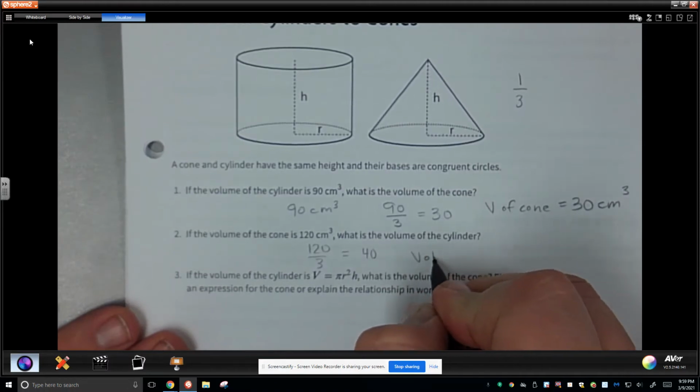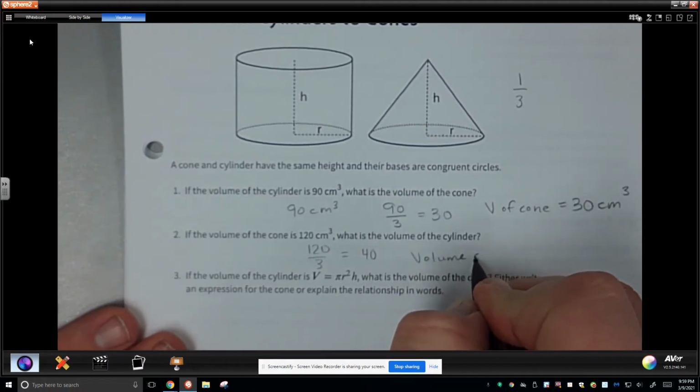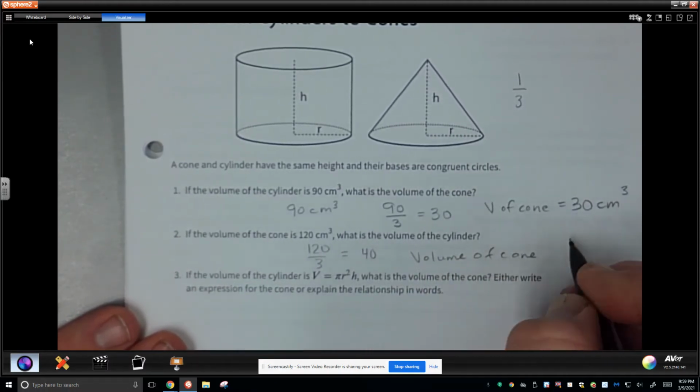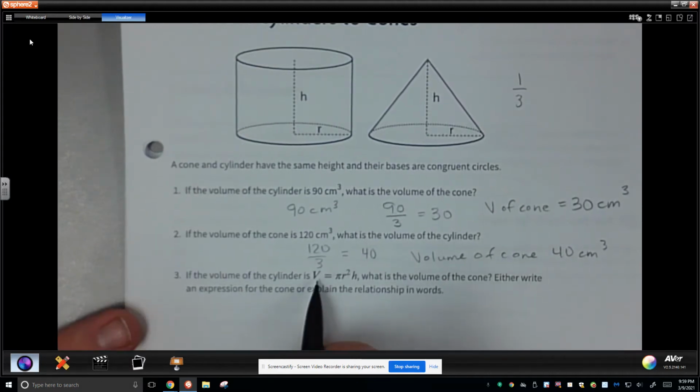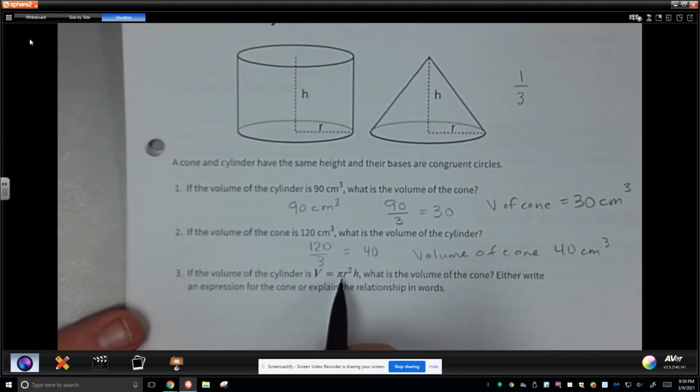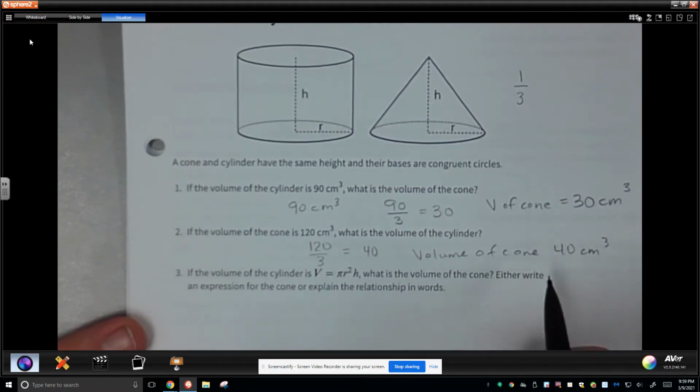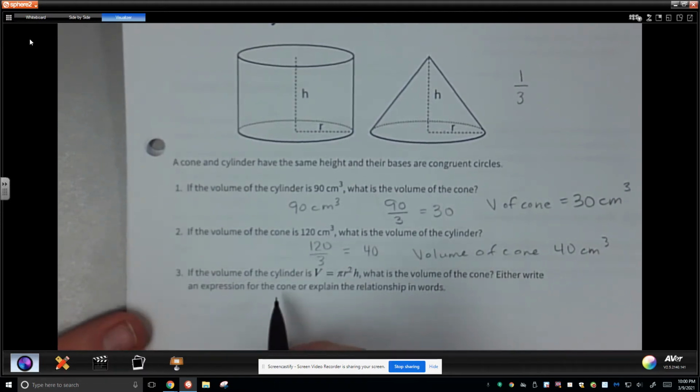So the volume of the cone would be 40 cubic centimeters, right? So if the volume of a cylinder is given as volume is equal to the area of the base, which is a circle, pi times the radius squared, what is the volume of the cone? We can either write an expression for the cone or explain the relationship in words. I'm going to do both.